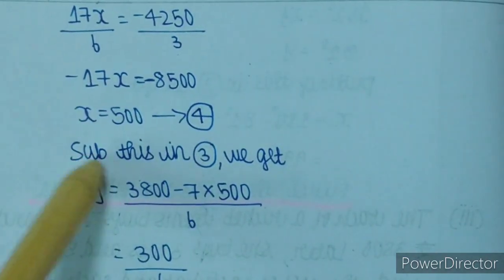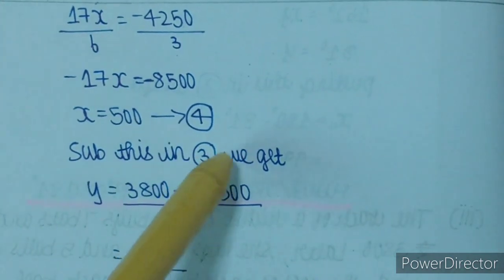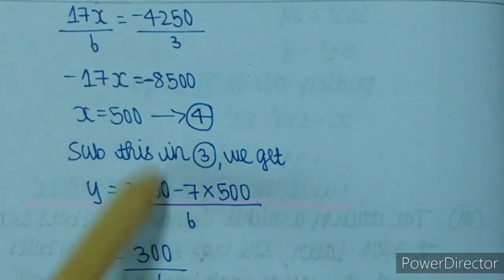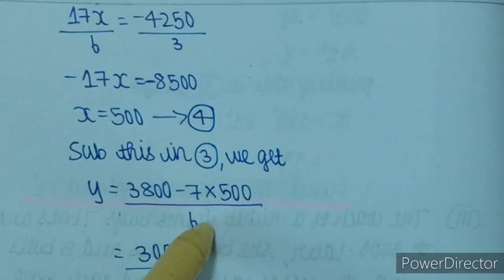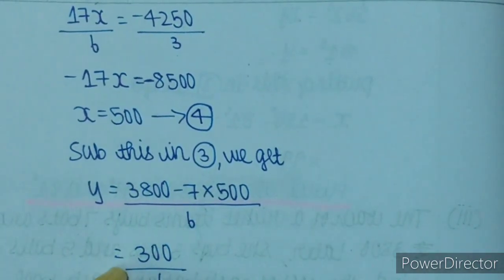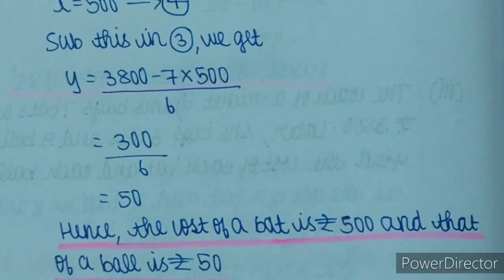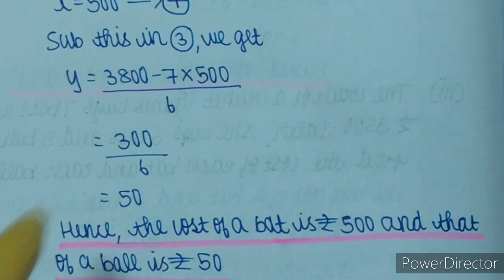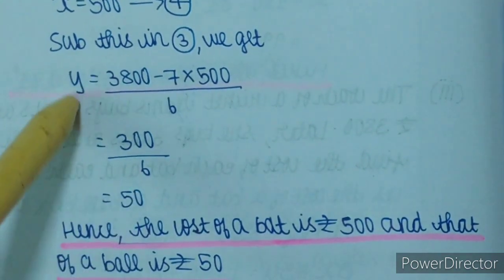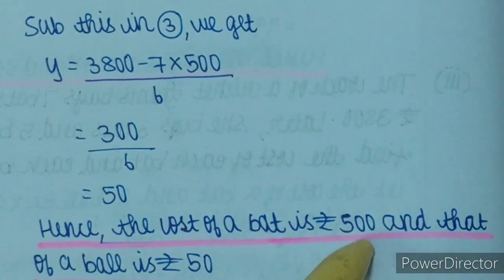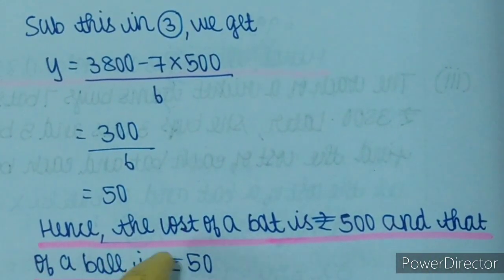Now, we need to substitute this in the third equation to get the value of y. So we get y is equal to 3800 minus 7 into 500 by 6. Solving it further, we get 300 by 6. Now, 300 by 6 is equal to 50. So this is the y value. Y is equal to 50. Hence, the cost of a bat is rupees 500 and that of a ball is rupees 50.